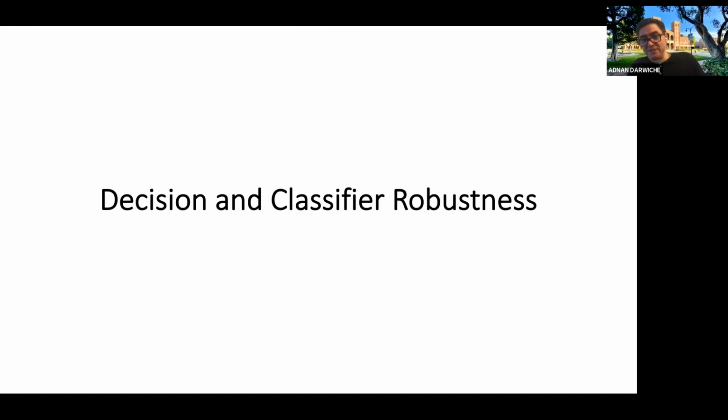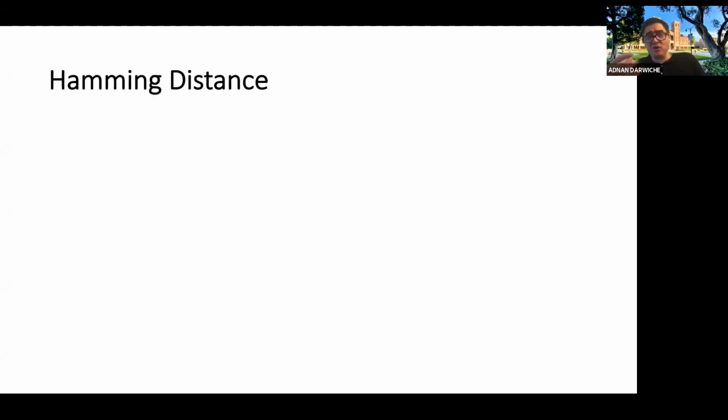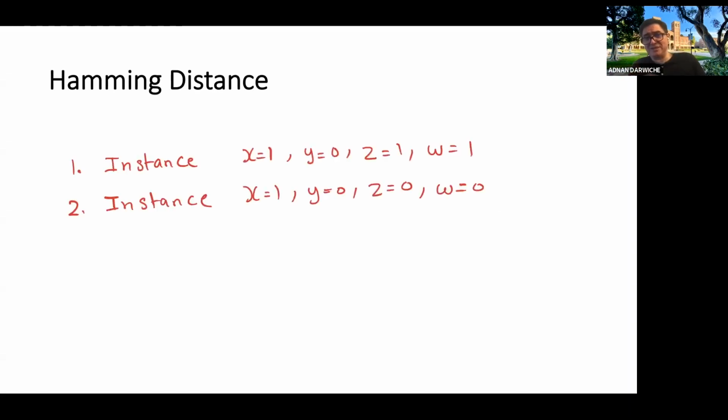Robustness of decisions and robustness of classifiers. Quickly, we know the notion of a Hamming distance. I presume you have two instances. They're just variable instantiations, and you count how many variables they disagree on. So in this case, I have 4 features and 2 settings, and they disagree on 2 variables. We're going to call this the Hamming distance. Now, we're going to use this to define a notion of robustness.